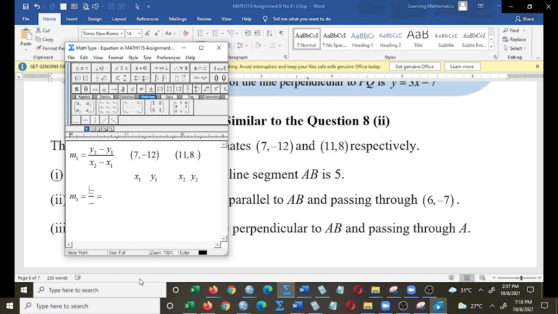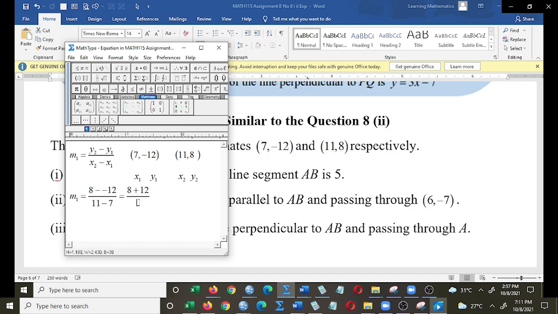Y2 minus Y1: 8 minus -12, over X2, which is 11, minus X1, which is 7. Right. What is 8 minus -12? 20. 8 plus 12, right?